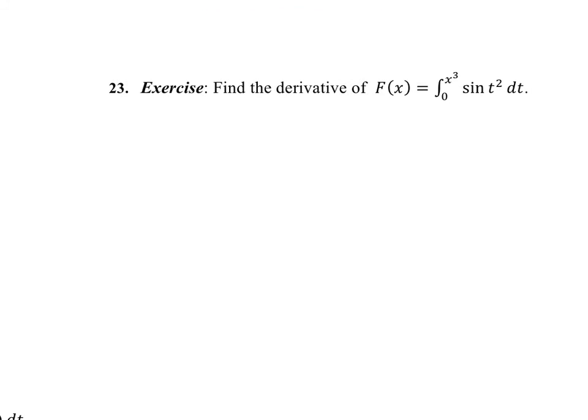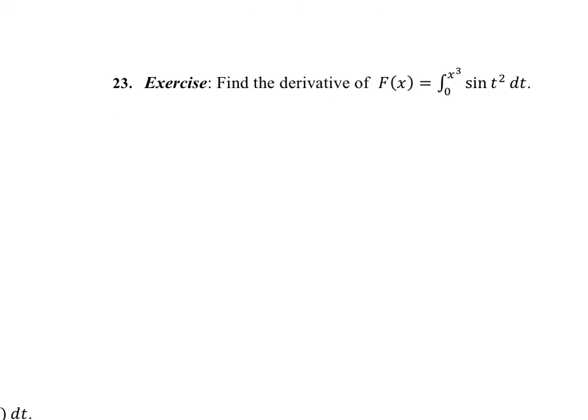So let's look at this final example. So we have sine of t squared dt. So when I'm plugging in my x cubed, I'm going to have sine of x cubed squared, because this was sine of t squared. I replaced t with x cubed, and then I'm also going to multiply this by the derivative of x cubed. So that's where this comes from. This is our derivative.